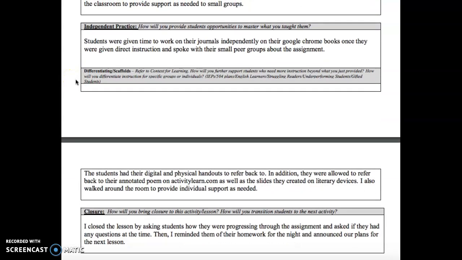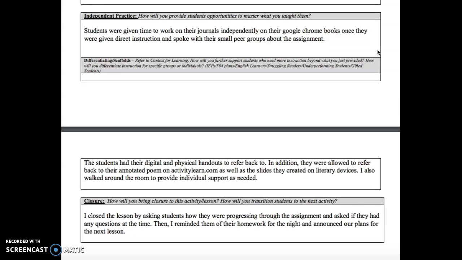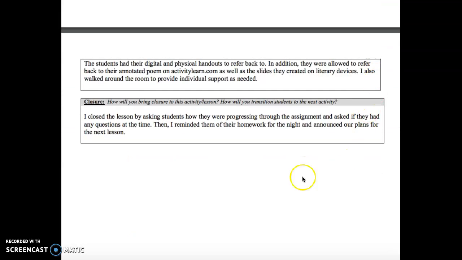And then independent practice. She provided students opportunities to master what she was teaching them by giving them time in class, which is honestly essential in English classes. And she closed the lesson by asking students how they were progressing. So kind of an informal assessment and reminding them of their homework. But another thing that you could do here is bring the theme and the content to a close.